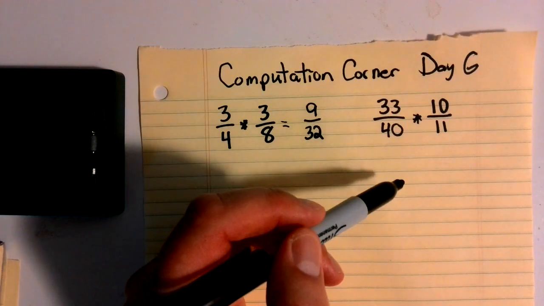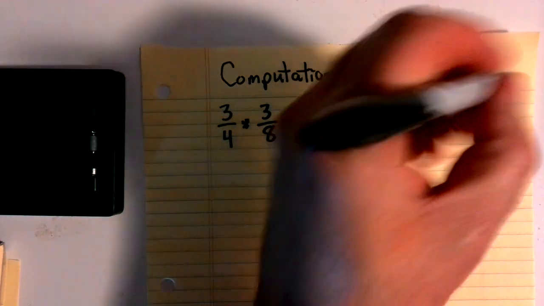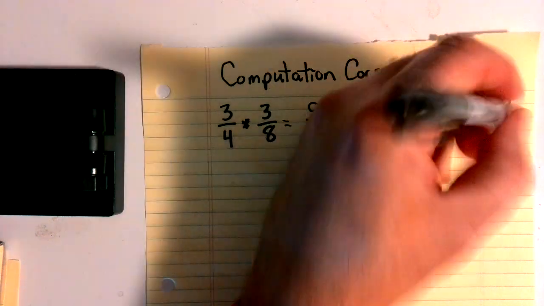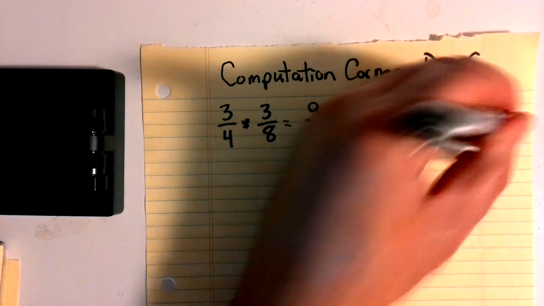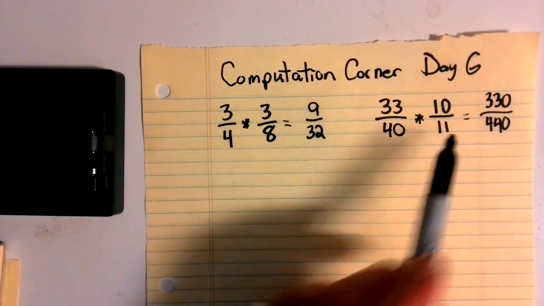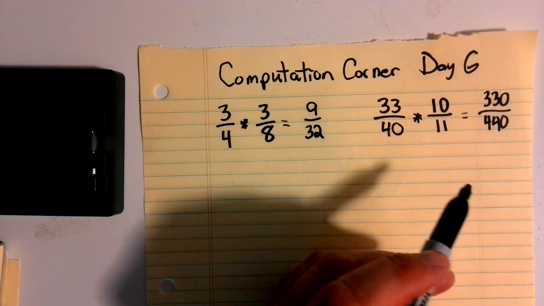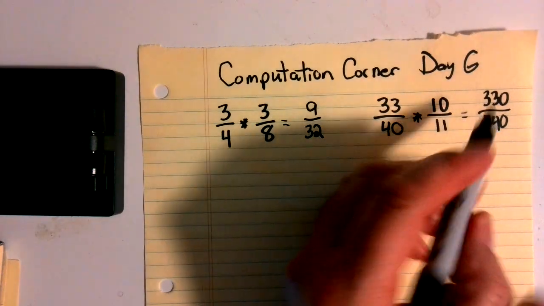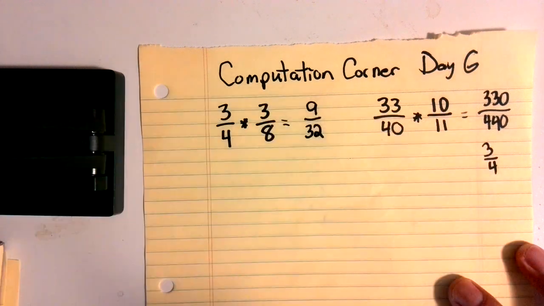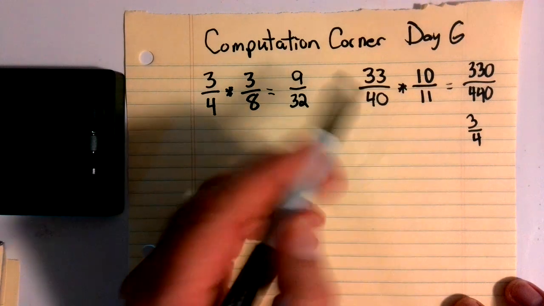Now, there's another trick that we can do. If I multiply across for this problem, I'm going to get 330 over 440 by multiplying 33 by 10 and then 40 by 11. That's kind of a tricky one to work with, but when you break that down, I can pull out 110 out of both of these and basically just get an equivalent fraction of 3/4. So there's a way to make this less cumbersome to work with.